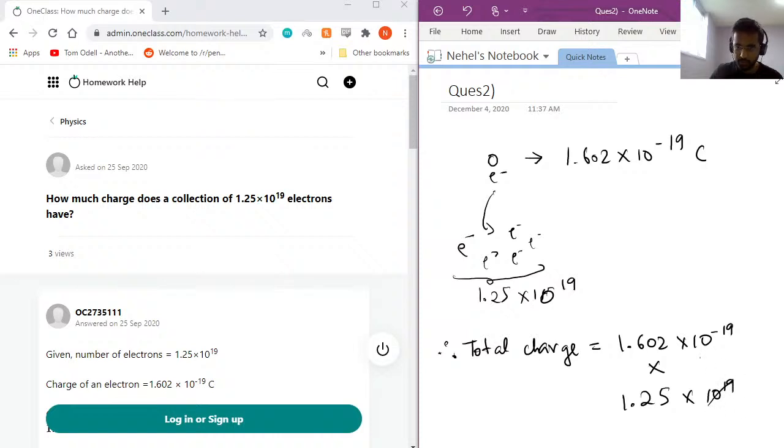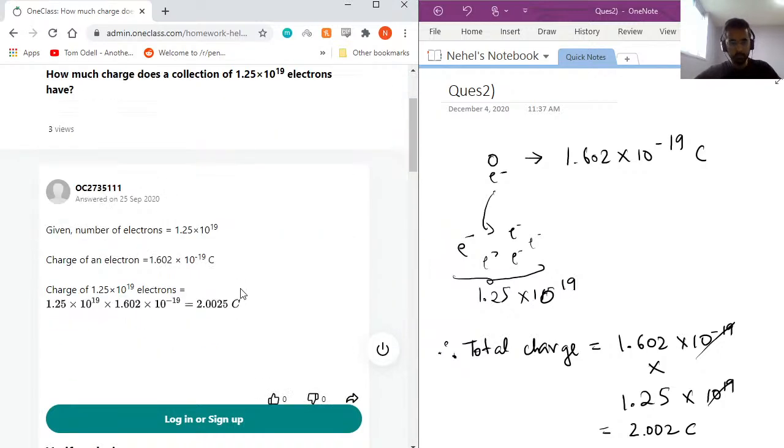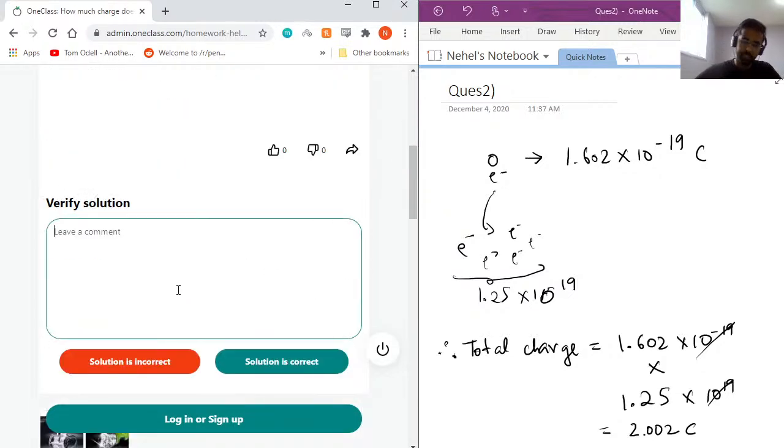So straight away these two cancel out. So our final answer becomes 1.602 times 1.25, which is about 2 coulombs, which is equal to 2.002 coulombs. Okay, so that would be the total charge of this group of electrons. So given the number of electrons and the charge, you multiply them to get their total charge. So this solution is correct.